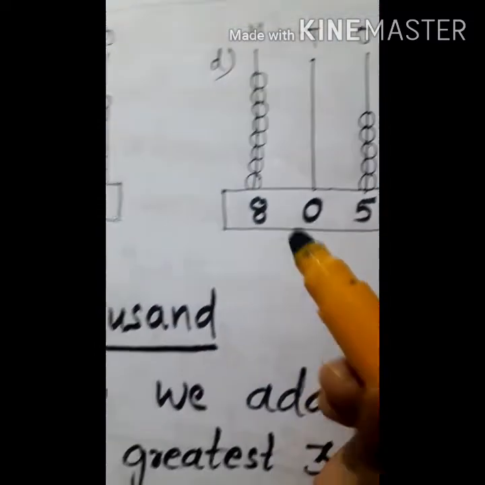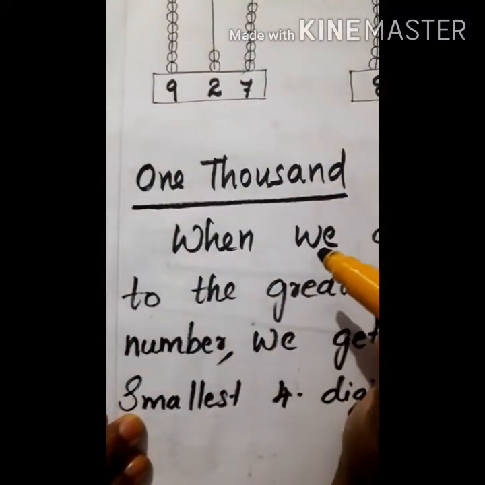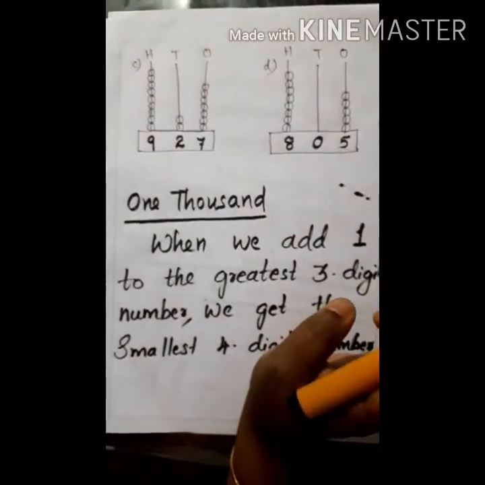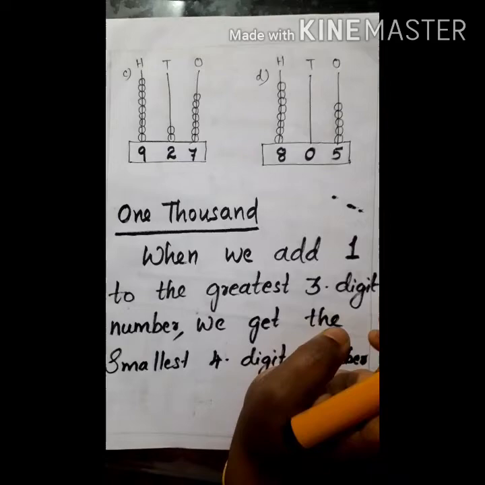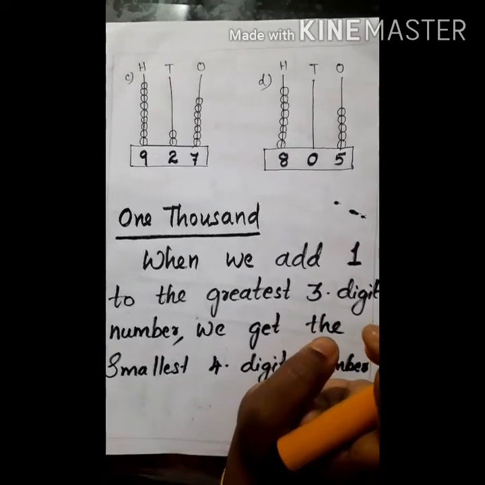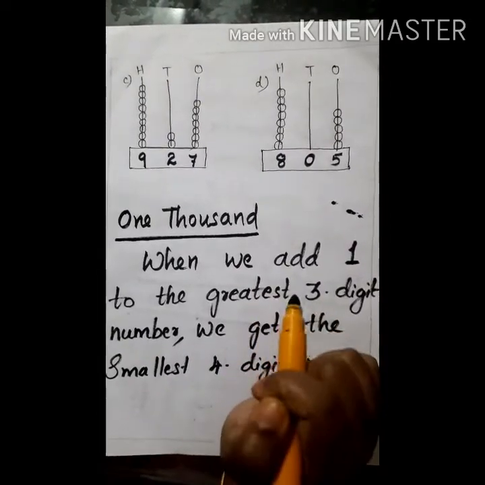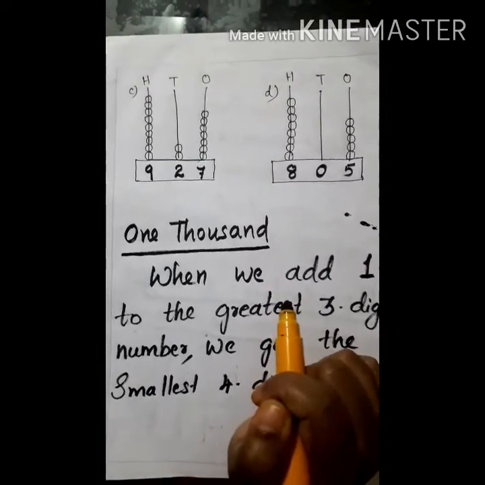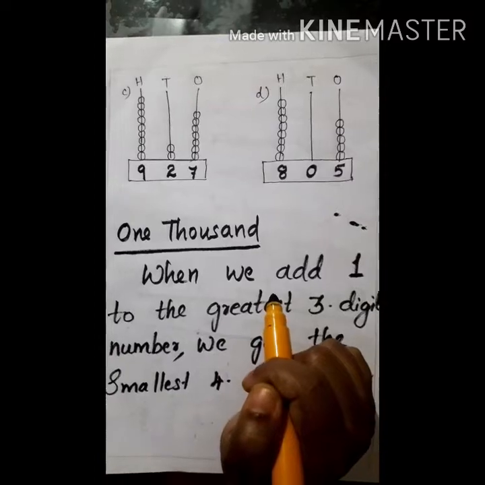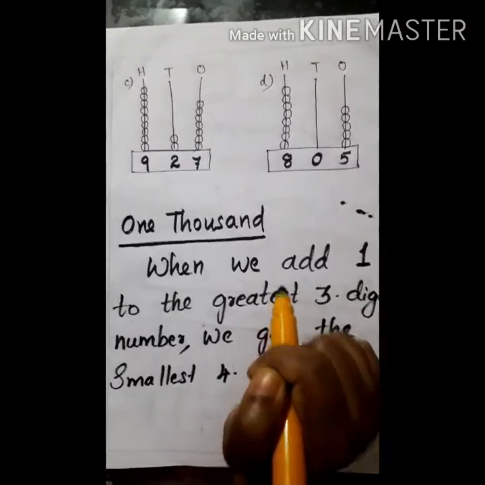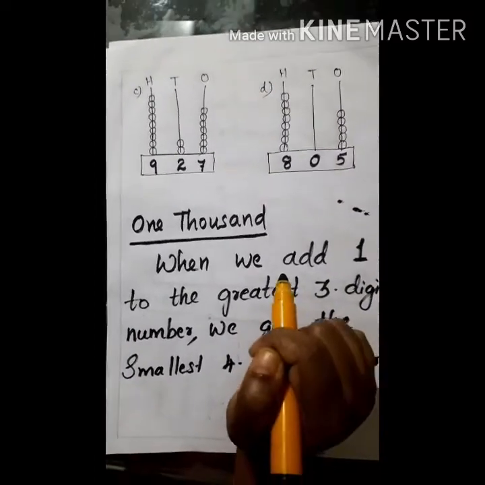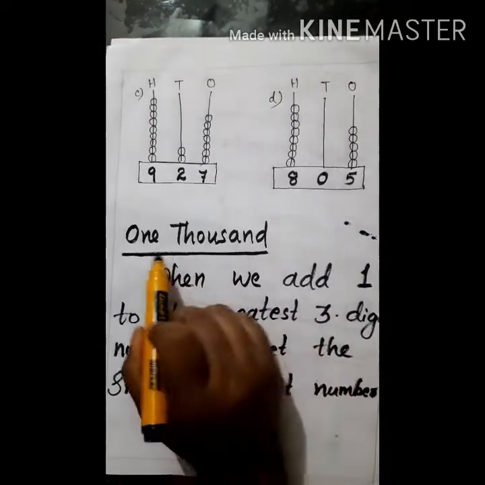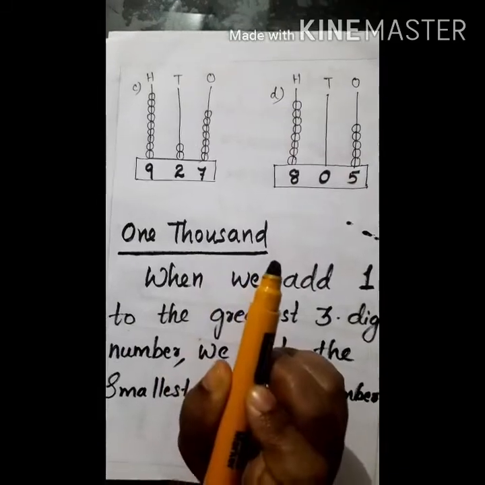Okay. Next one is 1000. How to represent 1000 on an abacus? As you already studied, the greatest 3-digit number. Which is the greatest 3-digit number? That is 999. So when we add 1 to the greatest 3-digit number, we will get the smallest 4-digit number, that is 1000.